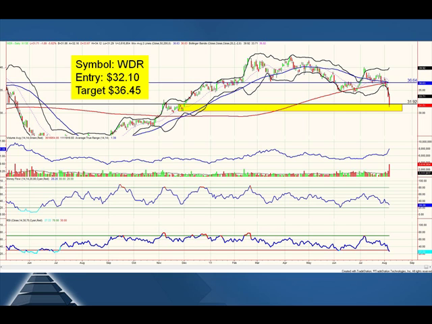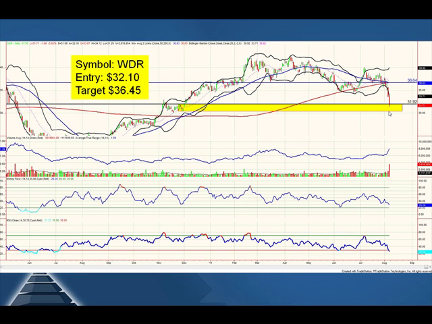The entry we're looking at is 32.10. Now the reason why we're looking at this entry is because of the extreme oversold level here. It closed outside the Bollinger Band into a strong demand or support area. So one of the things that we are looking for is for price to stop within that area and come out of it. So our entry is going to be 10 cents above the next round number that it's close to. So our entry is going to be 32.10.